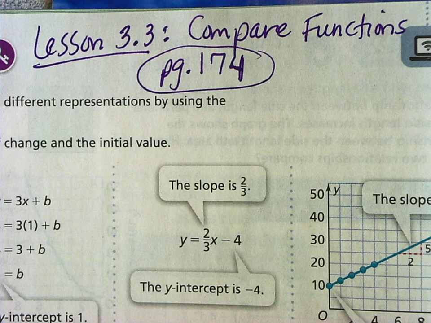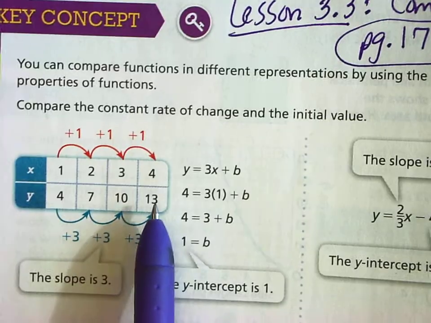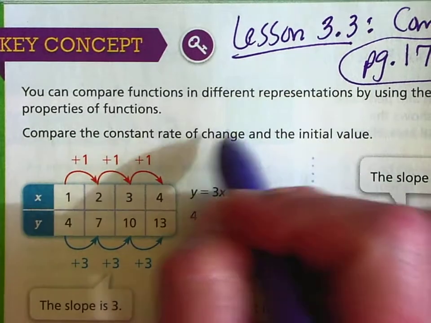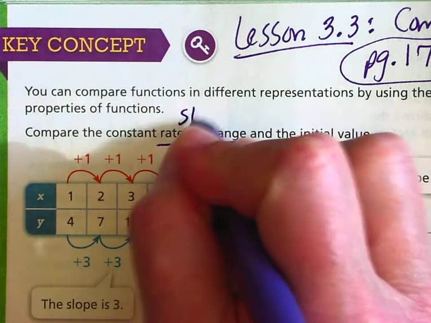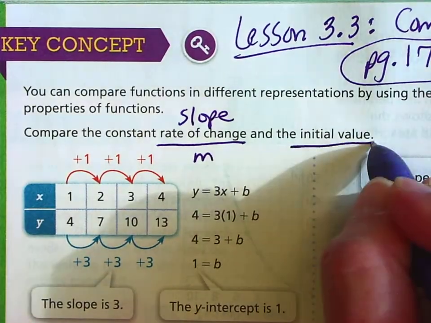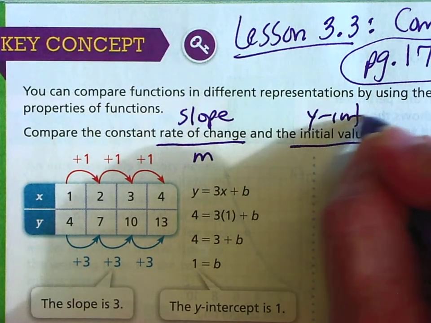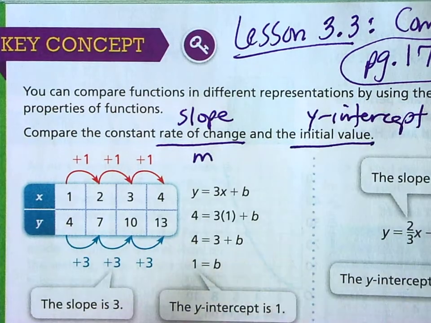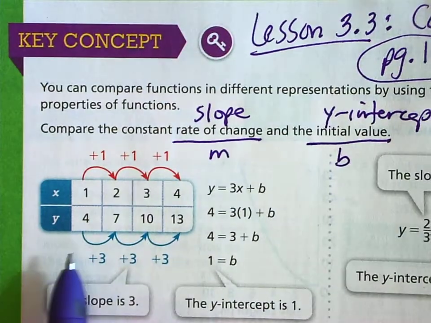Hi there, welcome back. Let's go over lesson 3.3, comparing linear and nonlinear functions. We're on page 174. Okay, so remember, we are going to compare the rate of change, which is your slope, your m, and your initial value, which is your y-intercept, the b.